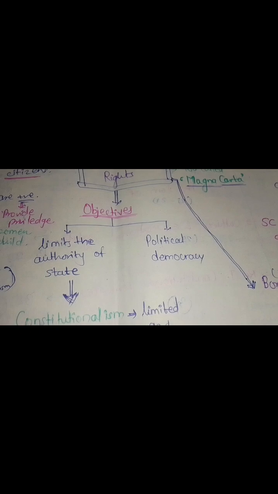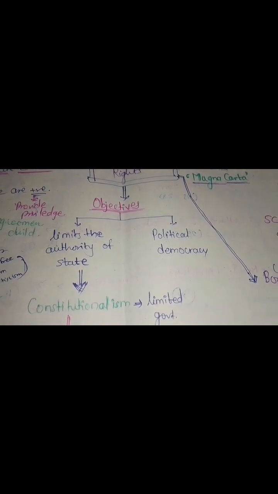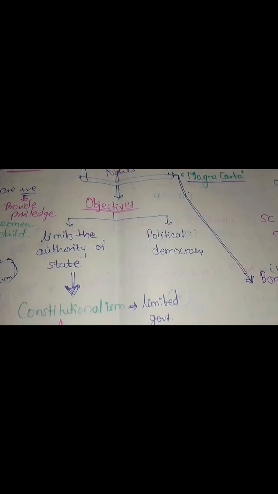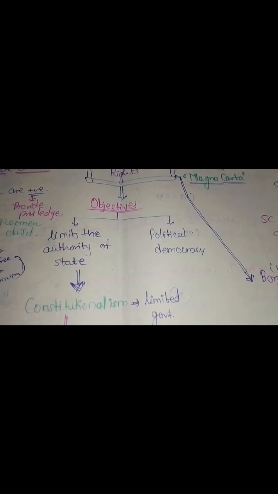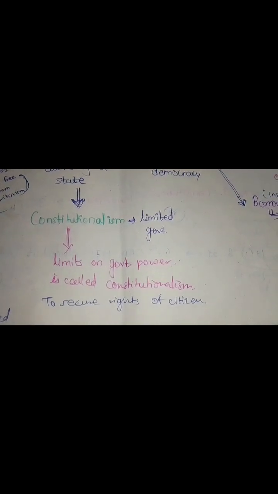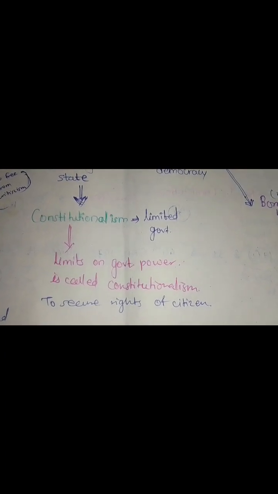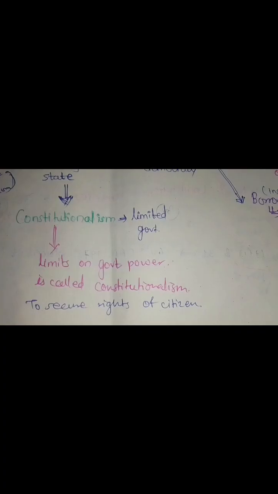Then we will see the objectives of fundamental rights. Objective is it limits the authority of state and also maintain political democracy. There is a concept of constitutionalism which is related to fundamental rights. Constitutionalism is the limits on government power is called constitutionalism.